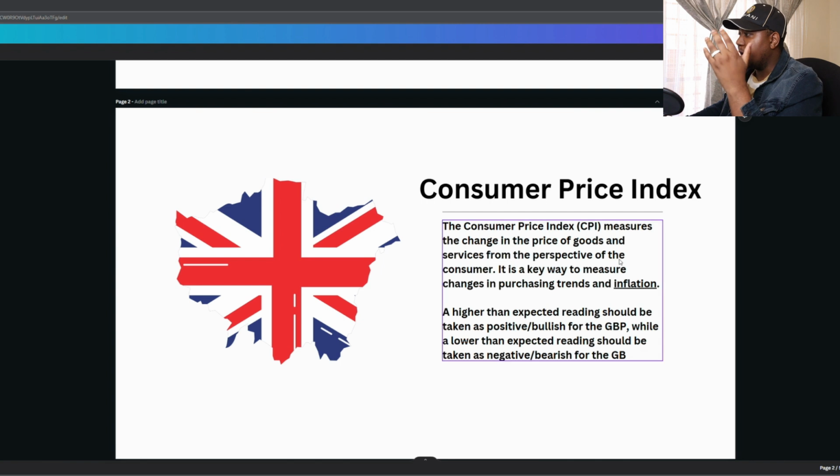Now they will say on their website that a higher than expected reading should be interpreted as bullish or positive, and of course a lower than expected reading should be interpreted as negative for the pound. Okay, and they will give you digits of the forecast and the previous, and of course when the data comes out, they'll also update you on the numbers of the data.